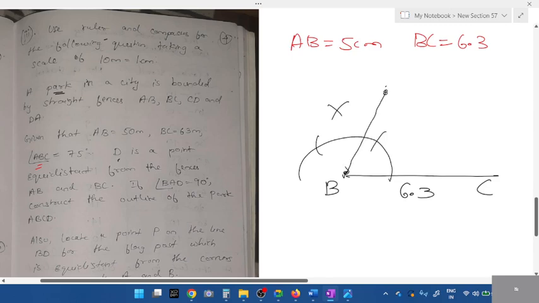What is the value of AB given? How much is AB? 5 centimeters. Next, tell me the next part of the question. D is a point equidistant from which two fences? AB and BC. All of you will respond.